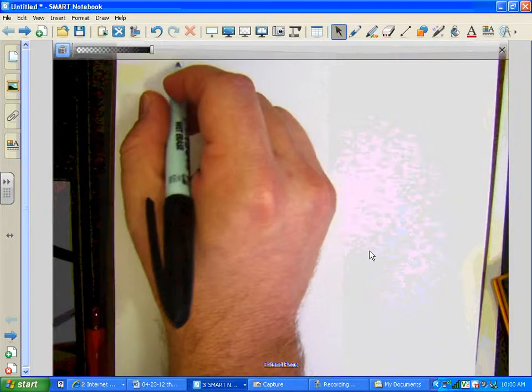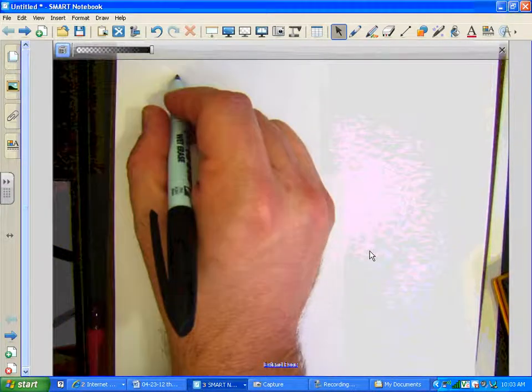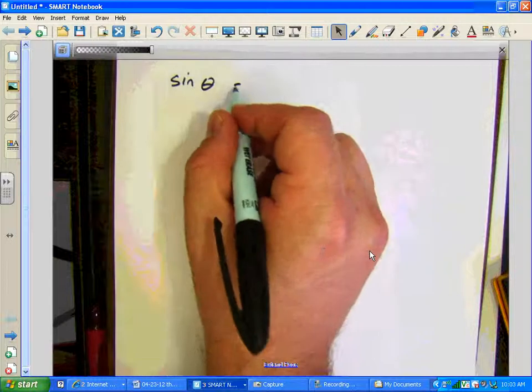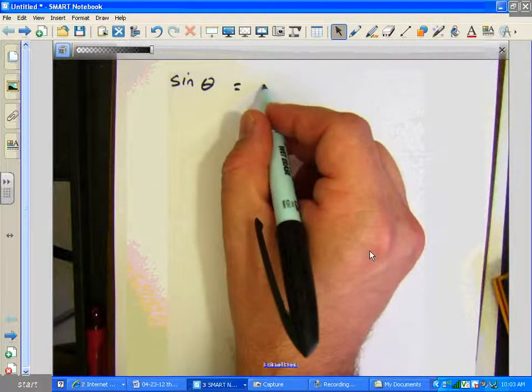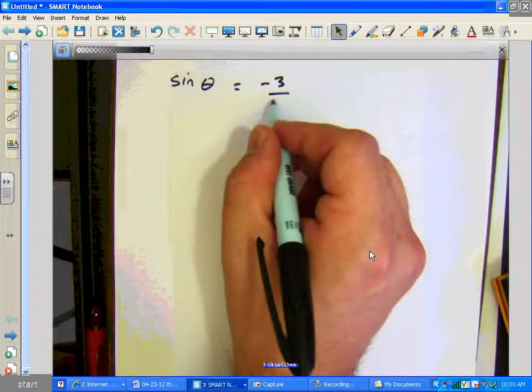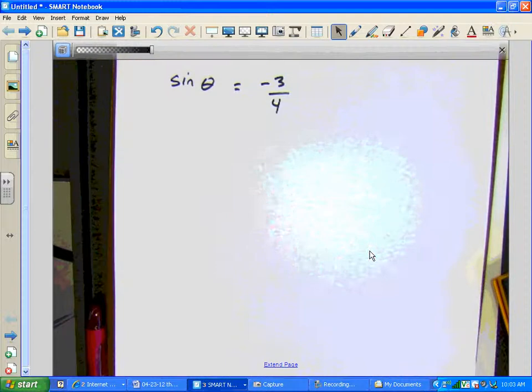All right, let's try this one. All right, let's do a sine one. Let's say we have sine of theta equals, and let's make it a negative ratio this time. Okay, so let's get our first answer.